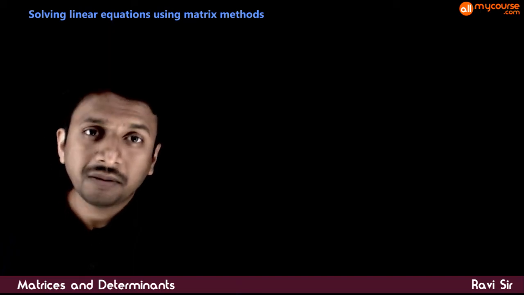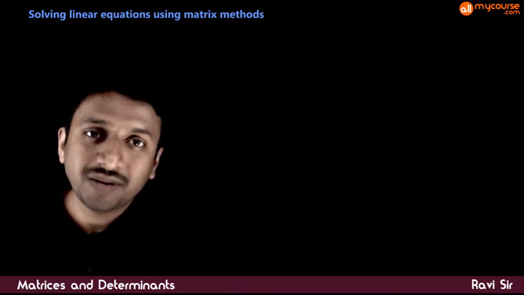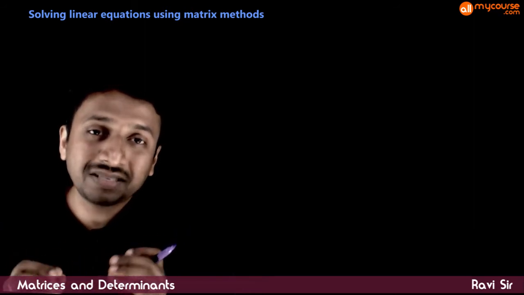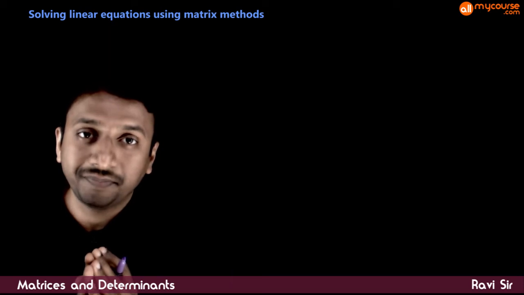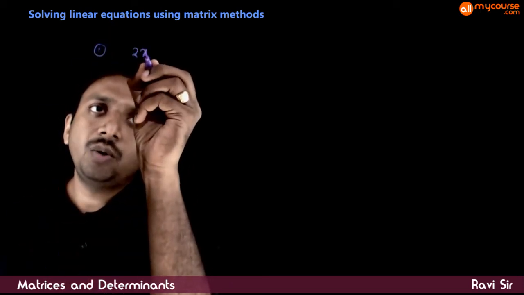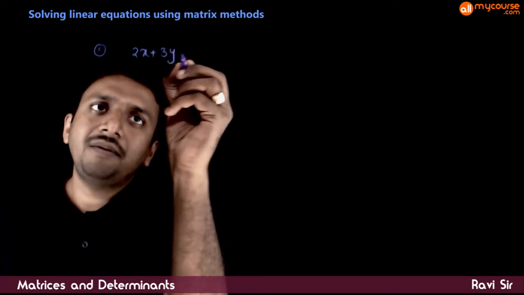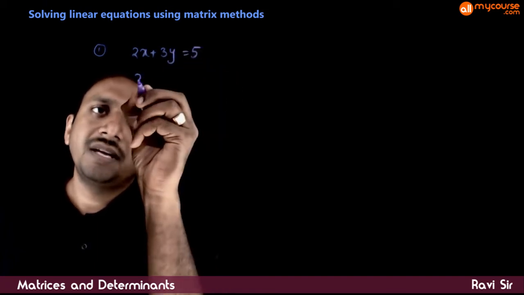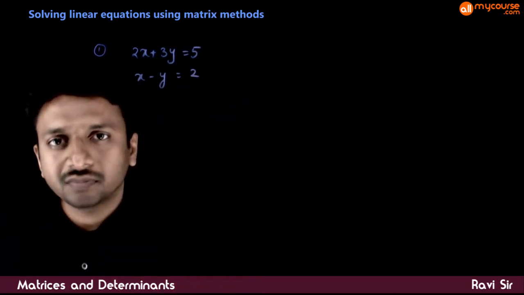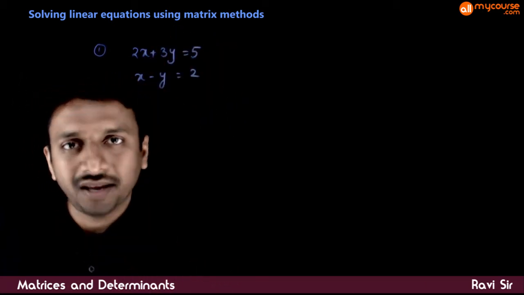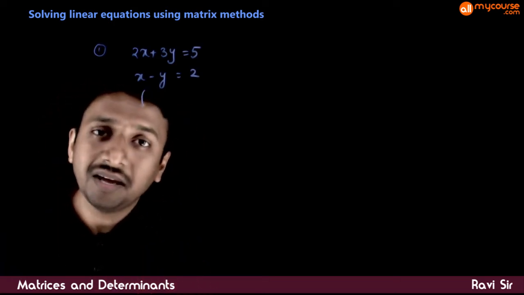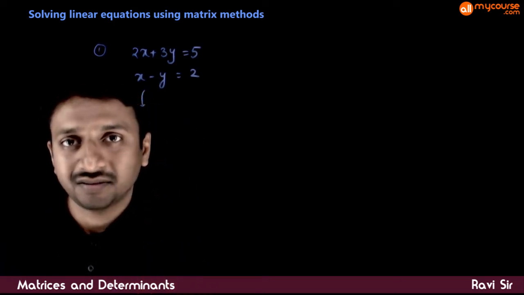So to solve linear equations using matrix methods, first you need to understand how to express linear equations in matrix form. Let us take an example: 2x plus 3y is equal to 5, x minus y is equal to 2. So you have a set of linear equations. How do you express this in terms of matrices?